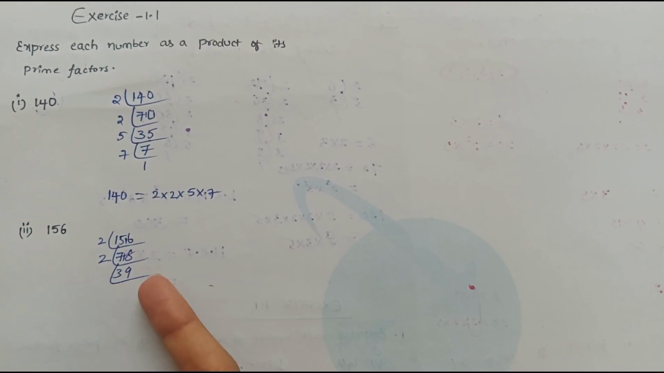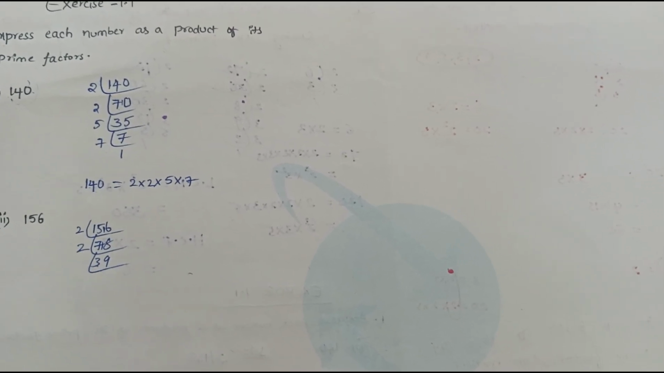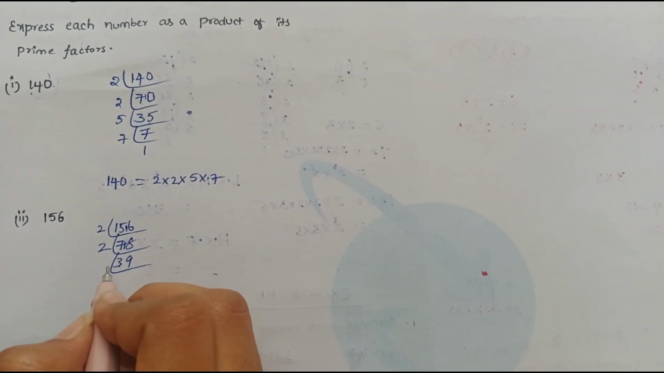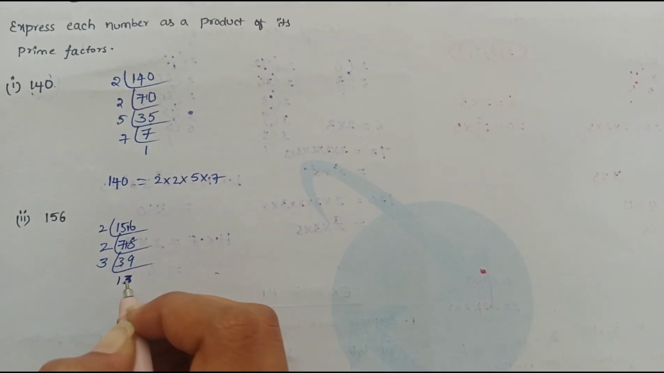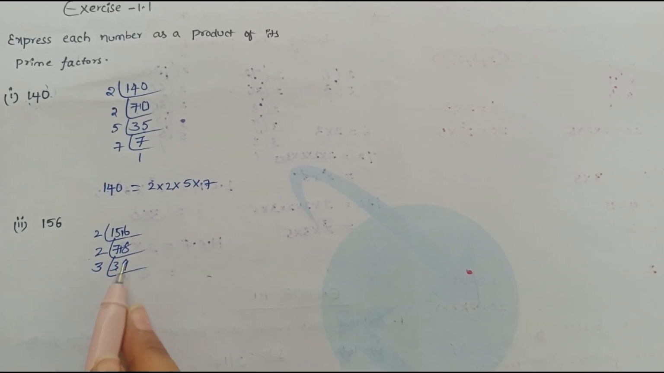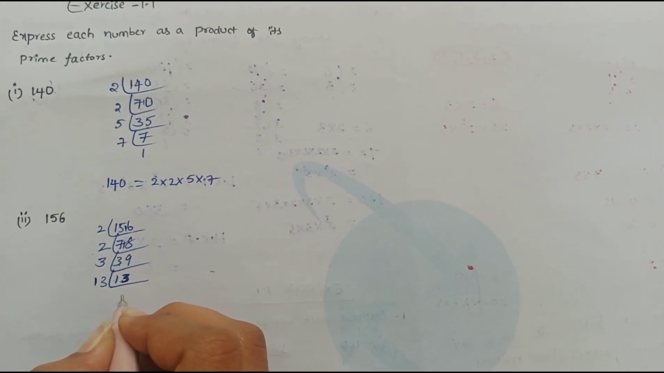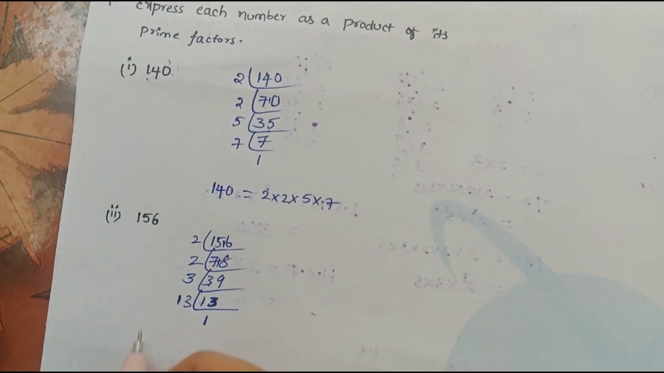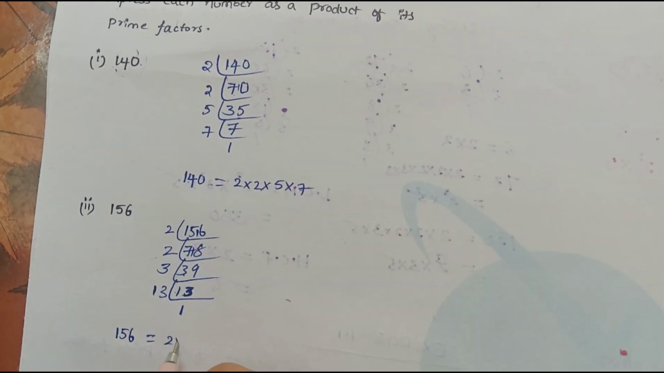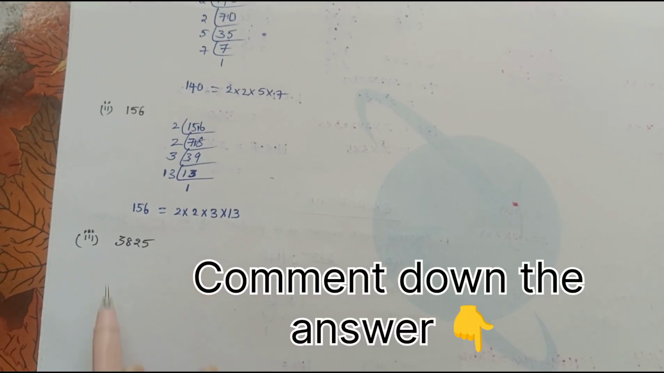So next, add these terms. 9 plus 3 12. 12 is in the 3 table, so 3 ones 3, 3 threes 9. Next, 13 is also a prime factor, so 13 ones. These are the prime factors for 156 and the product of those terms. 156 equals 2 into 2 into 3 into 13. Solve and comment on the answer for it.